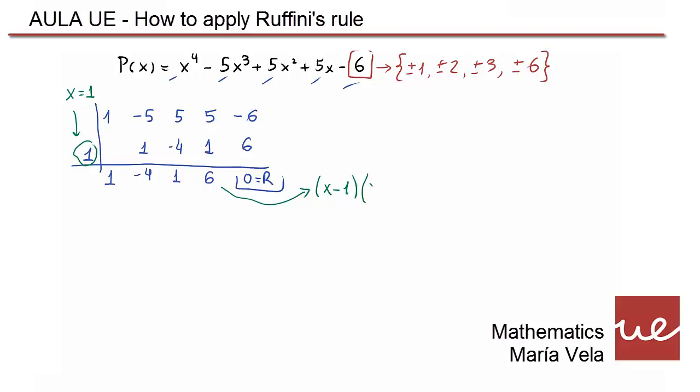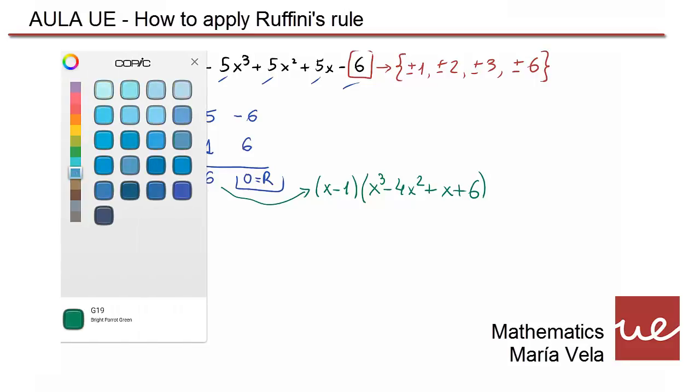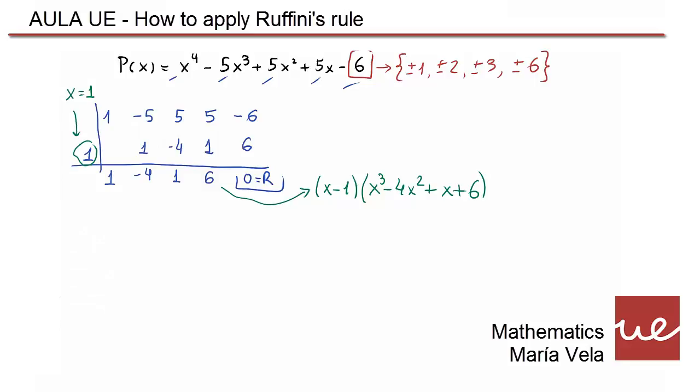The first one corresponds to the power of 3. Remember that before we had a power of 4, so one power less. x to the power of 3 minus 4 times x to the power of 2 plus 1 times x, and then plus 6. This is my decomposition. So if I want to find out the roots, I just need to work with this last polynomial. I can just use the same chart because I already have the coefficients there, and then check if I find the root of my polynomial.